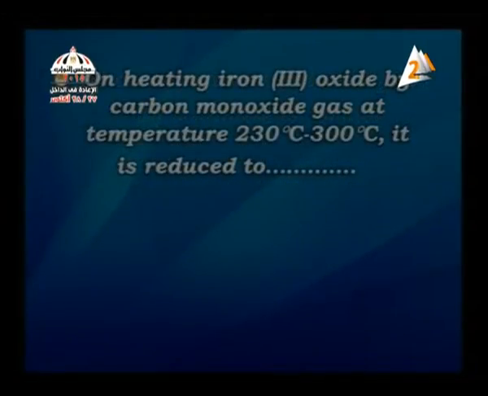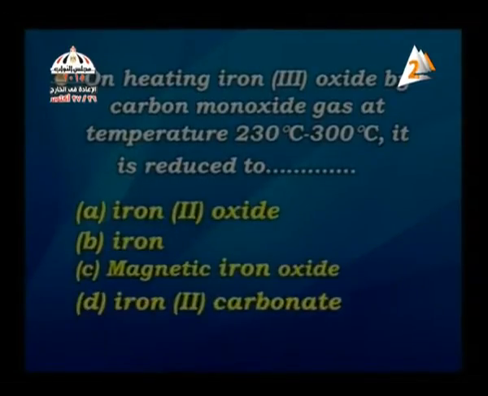Next point, on heating iron 3 oxide by carbon monoxide gas at temperatures ranging from 230 degrees Celsius to 300 degrees Celsius, it is reduced to what? Is it iron 2 oxide, or iron, or magnetic iron oxide, or iron 2 carbonate? If you think about it, my dear student, and you write the chemical equation representing this reaction, you will find the answer is magnetic iron oxide.